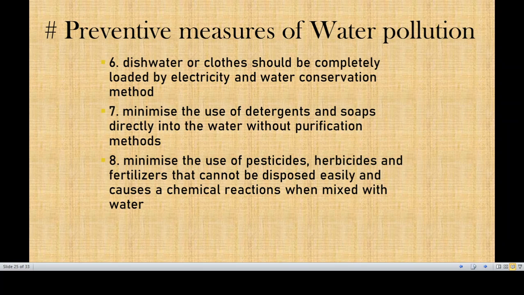Next one is, try to have a very definite method of using dishwater and clothing water. If you do not know it, you should have an idea that there are proper measurement methods, and of course testing is done so that the dishwater or clothing water which is released is purified and then released into a different source of water. But again the problem occurs over here. I'm not saying do not use it, rather I'm saying use it in a proper manner.